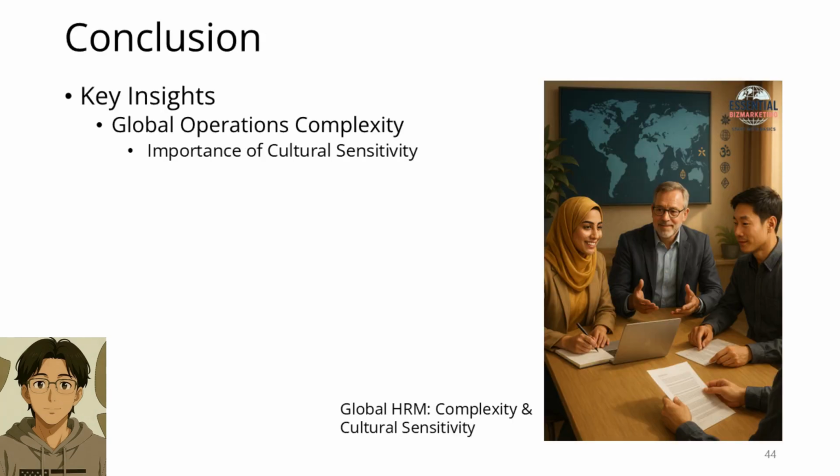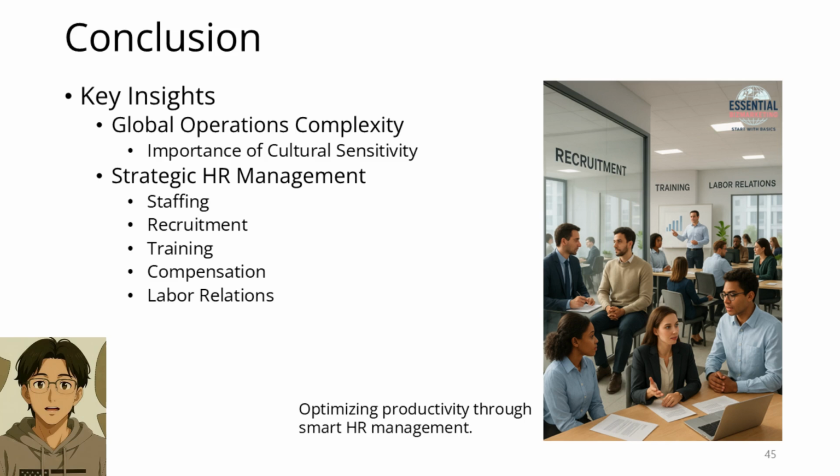We've explored each element of International HRM, from staffing and recruitment to training and compensation. To close, we'll highlight what makes global HR especially challenging. Managing people worldwide means dealing with complexity and maintaining cultural sensitivity across every decision. A strong international HR strategy aligns 5 core areas: staffing, recruitment, training, compensation, and labor relations. When these elements work together, they boost productivity and global consistency.